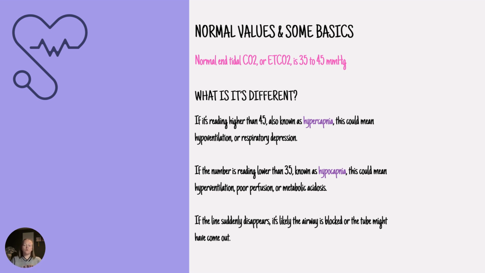If the number is lower than 35, this is noting hypocapnia, which means that your patient could be hyperventilating or is not perfusing well, like in shock or sepsis or metabolic acidosis. Sometimes we see maybe the line suddenly disappears. This could likely be that the airway is blocked or maybe our tube has become dislodged. We will see some examples of these graphs coming up.